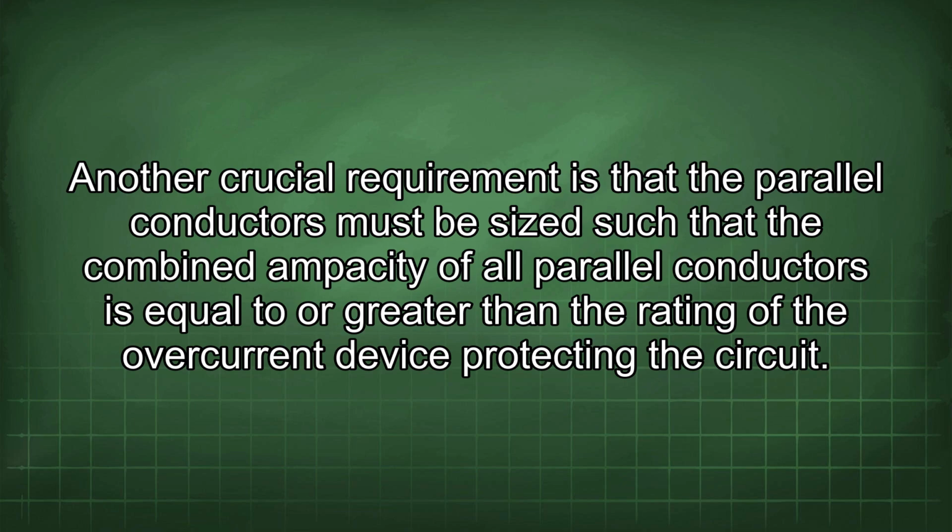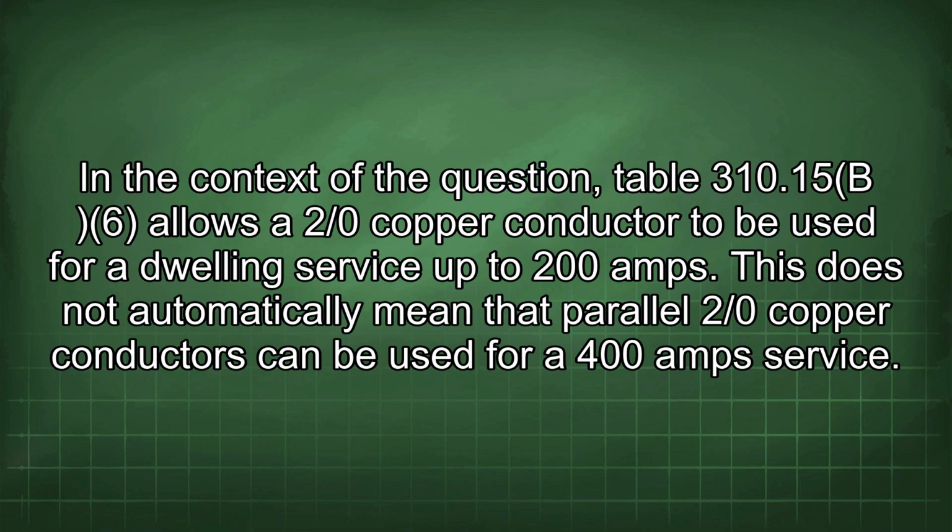Another crucial requirement is that the parallel conductors must be sized such that the combined ampacity of all parallel conductors is equal to or greater than the rating of the overcurrent device protecting the circuit. In the context of the question, Table 310.15(B)(6) allows a 2/0 copper conductor to be used for a dwelling service up to 200 amps. This does not automatically mean that parallel 2/0 copper conductors can be used for a 400 amp service.